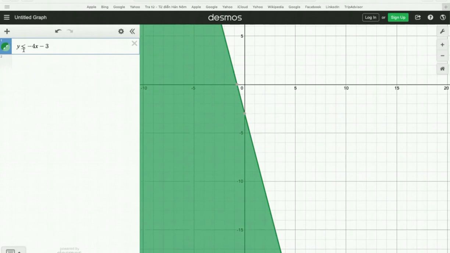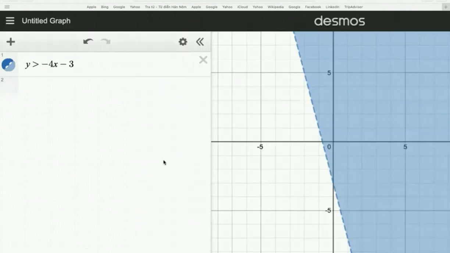Now what happens if I change the sign to y less than or equal to negative 4x minus 3? We notice that the line is solid, because y is equal to negative 4x minus 3 in this case as well. The same situation happens if I change the sign to a greater than sign. Notice that the other region is shaded, not this region anymore. This tells you that all the points above the line will satisfy y greater than negative 4x minus 3. You also notice that it's a dashed line, which tells me that y is not equal to negative 4x minus 3.